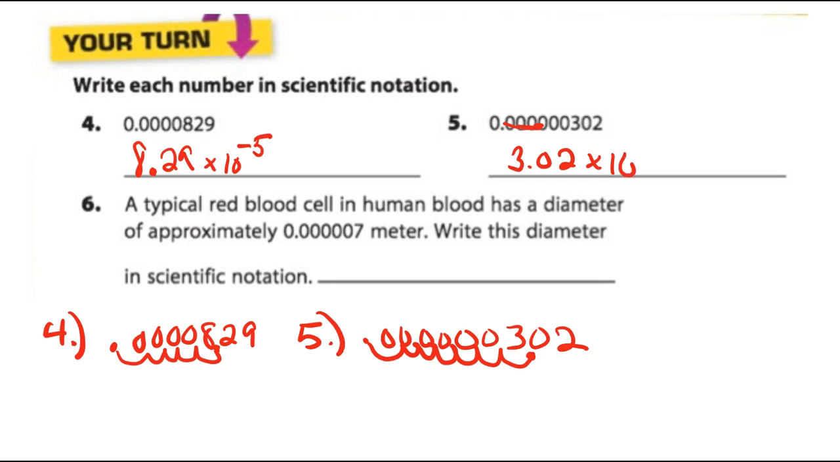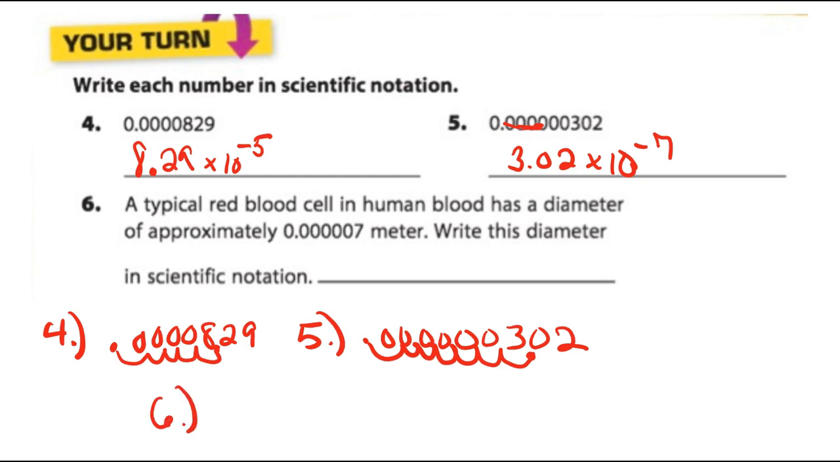I'm always multiplying times 10 to the something. Because I'm making a smaller number large, I know it's a negative exponent, and I moved it 1, 2, 3, 4, 5, 6, 7 times. So it's 10 to the negative 7th. Okay, number 6 is our last one.